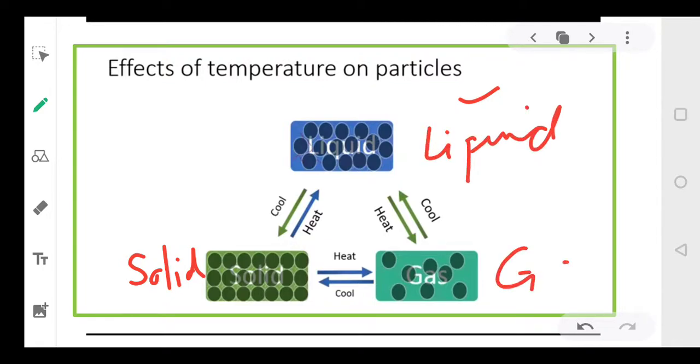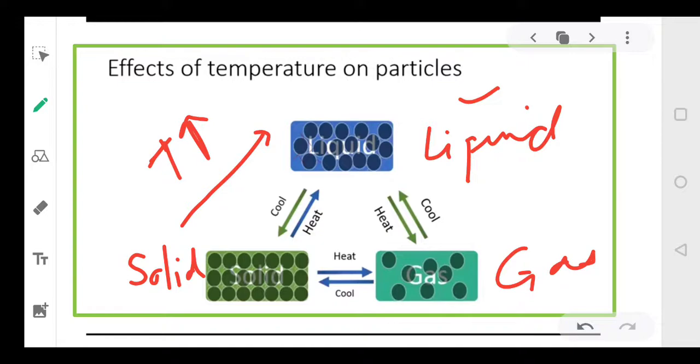And this is gas. तो अगर solid को हम गर्म करते हैं वो liquid में change हो जाएगा. मतलब अगर हम temperature को बढ़ाते हैं, if we increase temperature, solid will change into liquid and liquid will change into gas. ठीक है, अगर हम टेम्परेचर बढ़ाते हैं तो सॉलिड लिक्विड में बदल जाएगा, लिक्विड गैस में बदल जाएगा.